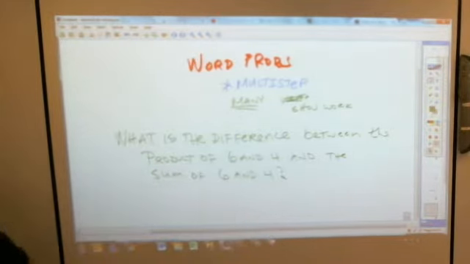I'll give you a chance to write that down. Many people get confused on this. If you take it apart, it's really not that bad. But I want you to have it written down so we can talk about this.